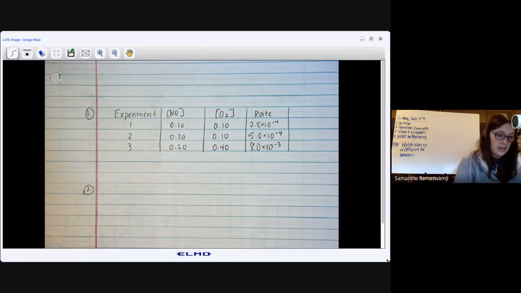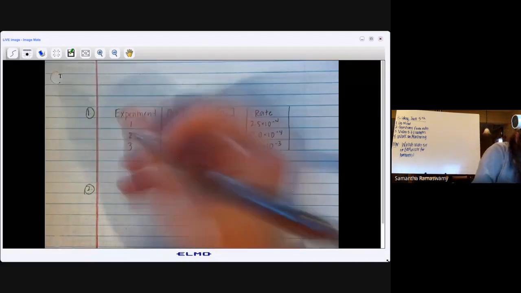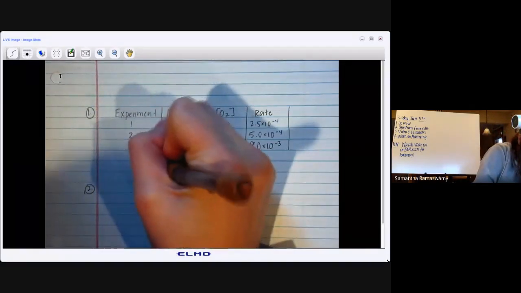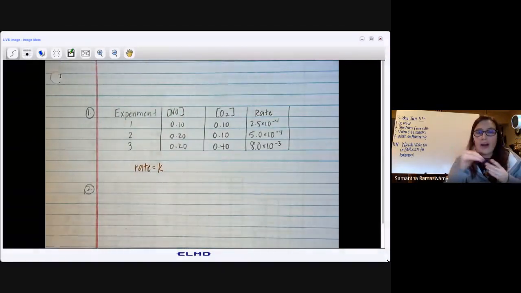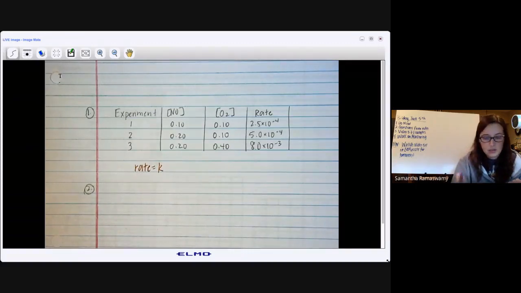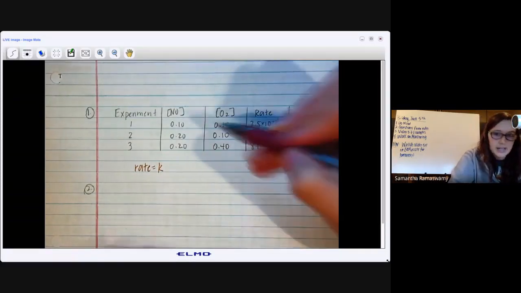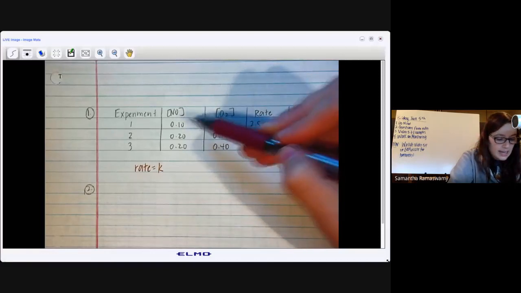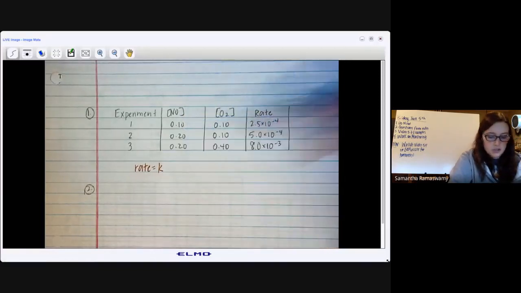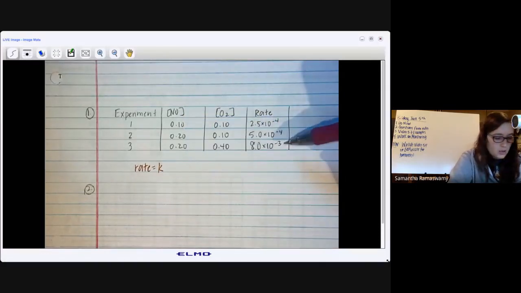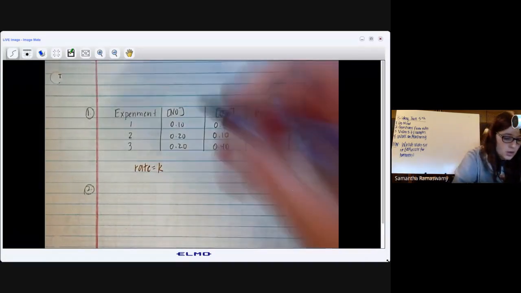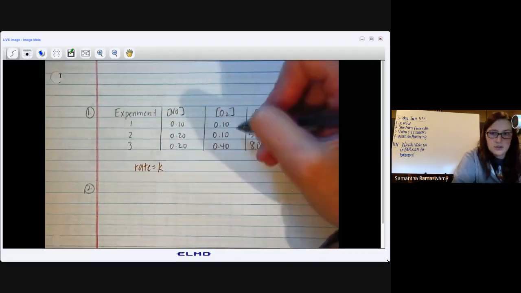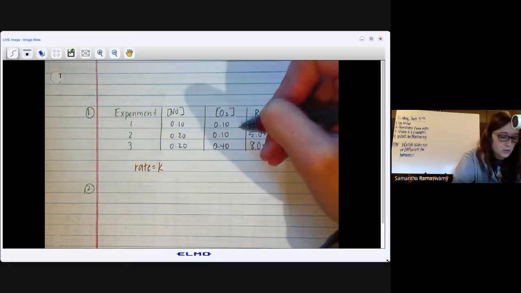So remember that the rate law is always rate equals K times the concentration of reactants. But we need to figure out what power these reactants are raised to. So let's start by looking at NO. We need to look at how changing NO's concentration affects the rate. I want to change only one reactant at a time, so I want to see where NO changes, O2 stays constant, and that's between 1 and 2.